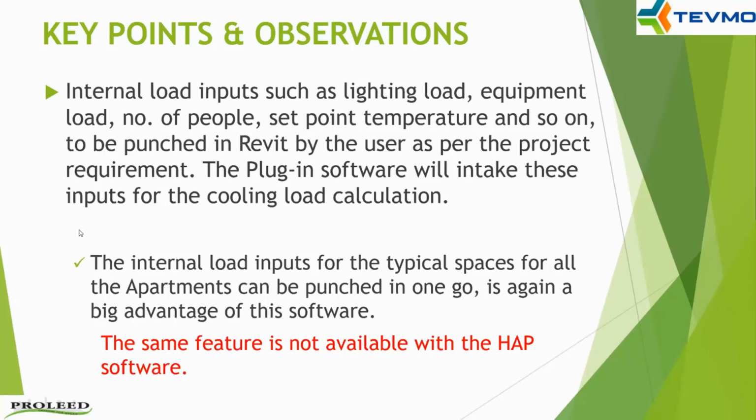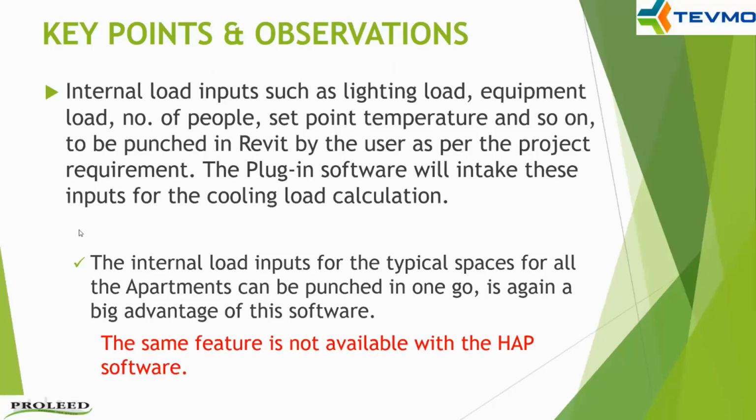Basically, if most of you are doing calculations in HAP, you may know that for typical apartments, all the living rooms or all the bedrooms will have the same input parameters, right? The internal load input parameters. For instance, if it's a bedroom, all the bedrooms for all the apartments will have the same lighting load, same equipment load, or even the same number of people we are considering as per ASHRAE. In HAP, we need to go one by one. We have to punch in all the numbers individually to all the spaces.